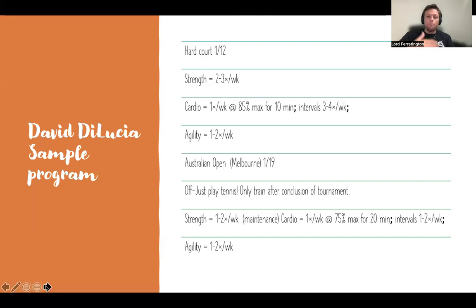And that's just some of the potential training mechanisms that you can use and implement for tennis players.